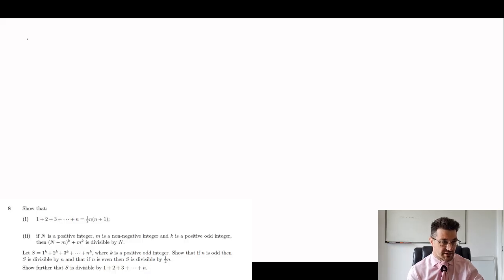Okay, so if n is a positive integer, so I'll make a note of this. So n is a positive integer.